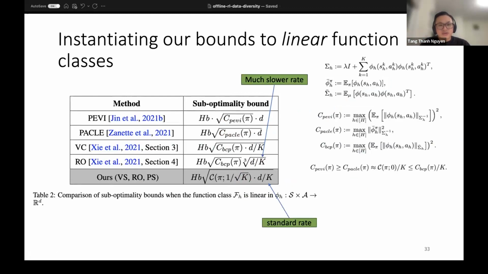We further instantiate to the linear function classes, because in the linear case there's a lot of work on offline reinforcement learning. Again, we show the standard rate holds for regularized optimization, compared to the prior work, which got much slower rates. And the data diversity in our linear case is smaller than the other data coverage notions. In the linear case, the other data coverage translates into the relative condition number, which is a very common notion of distribution shift used in linear offline reinforcement learning. So that's pretty much the key results and highlights, and how we position this within the other literature.